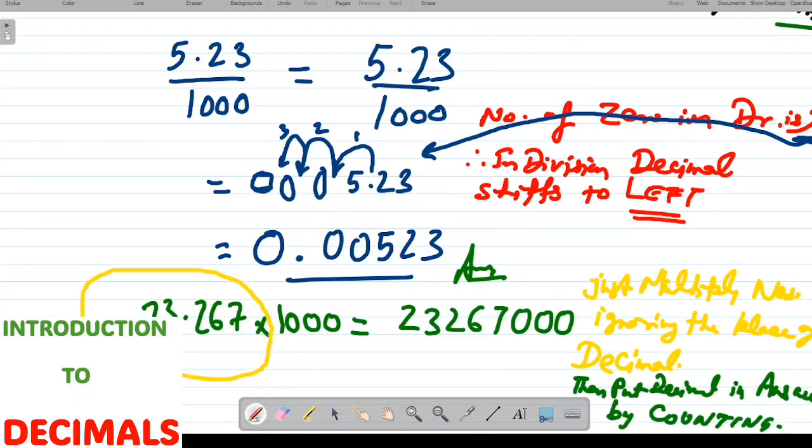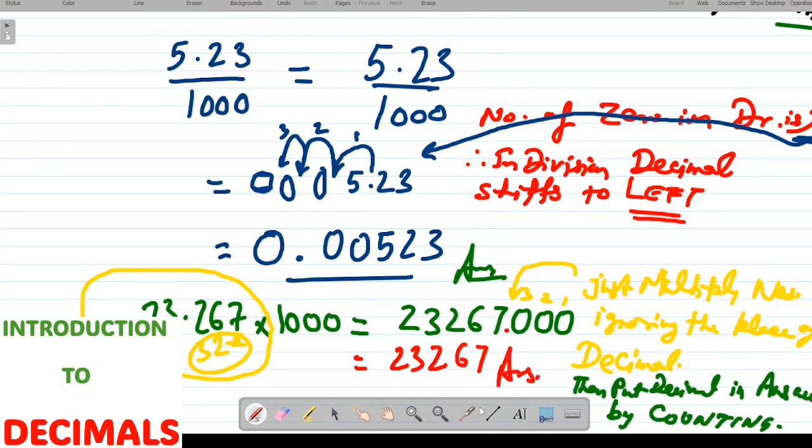From the right you can count 1, 2, 3. So you counted 3. So in the decimal you will take 1, 2, 3, and then you put the decimal over here. So what is the number after putting the decimal? Here the decimal will be kept. The answer will be 23267, and this is your answer, right?